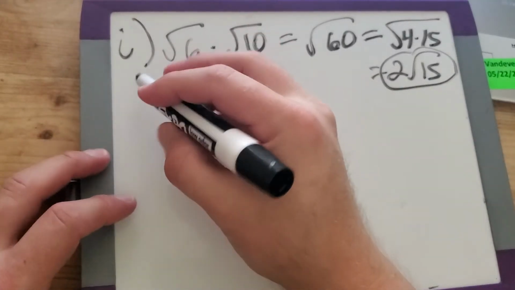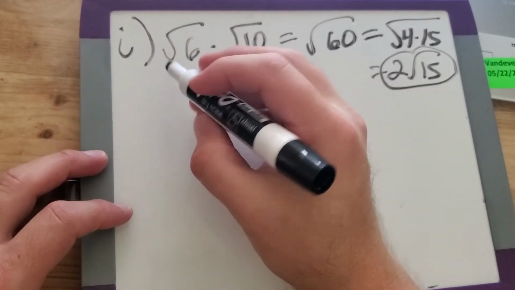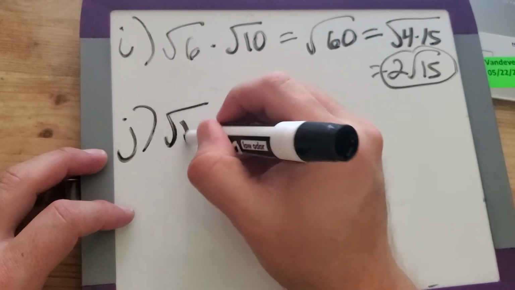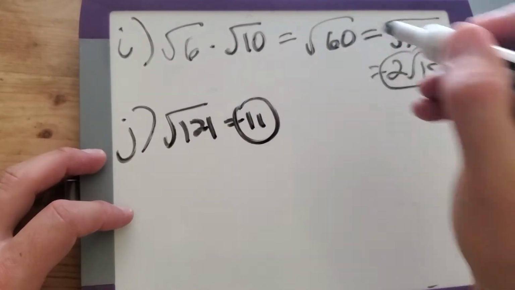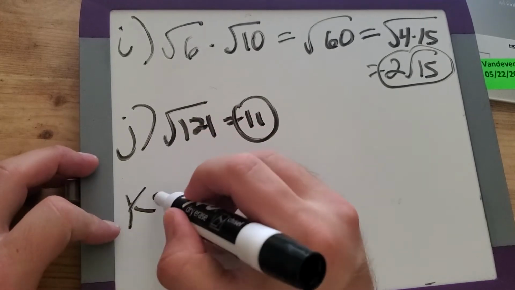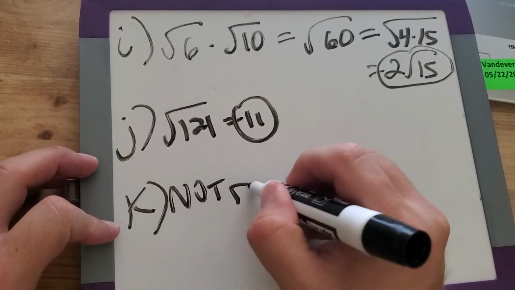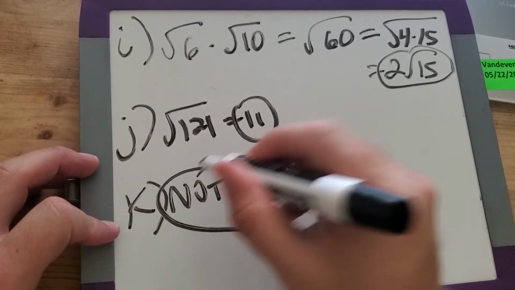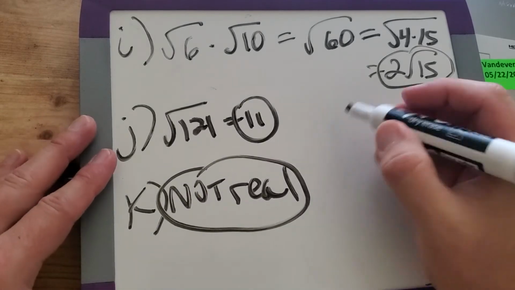All right. J is just straight up, you should know this. 11 squared is 121, so square root of 121 is 11. K is not real. Somebody pointed that out in class. It's trying to take the square root of a negative number.